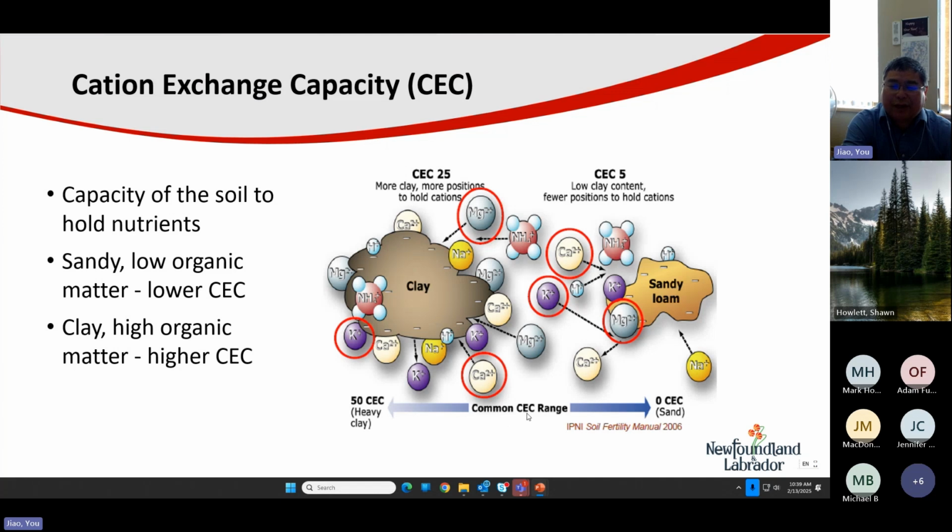For the common CEC range, pure sand may get you close to 0 CEC. But for heavy clay soil, you get a CEC of around 50, which is a higher CEC. The soil has a higher ability to hold nutrients.